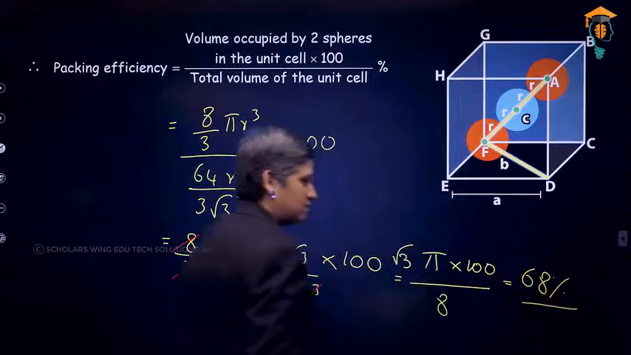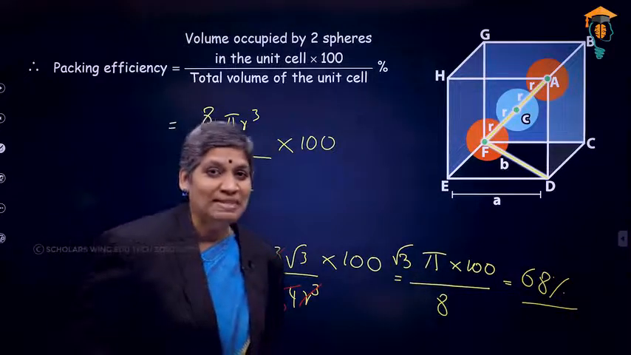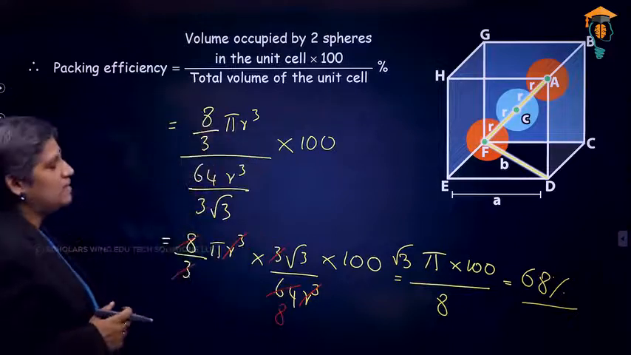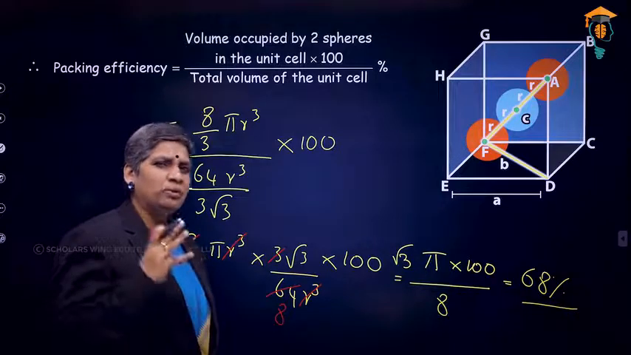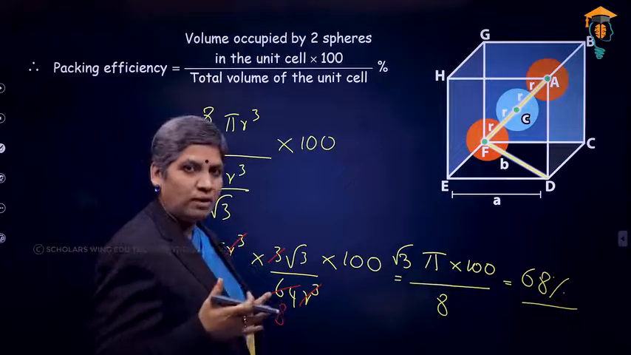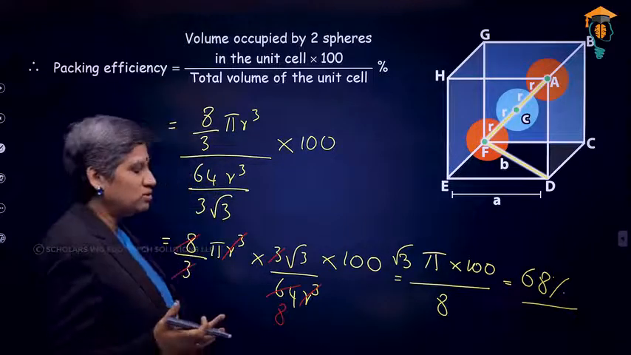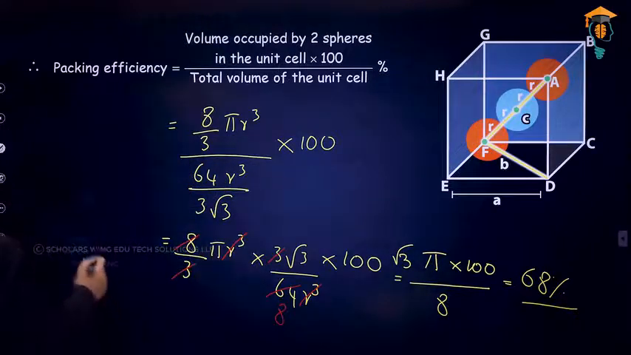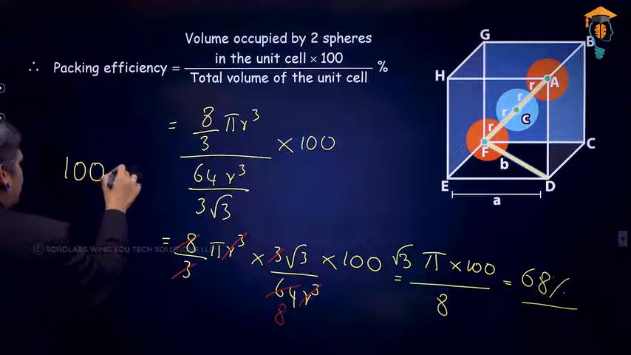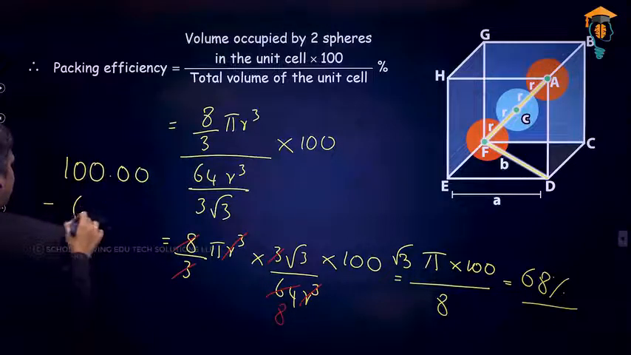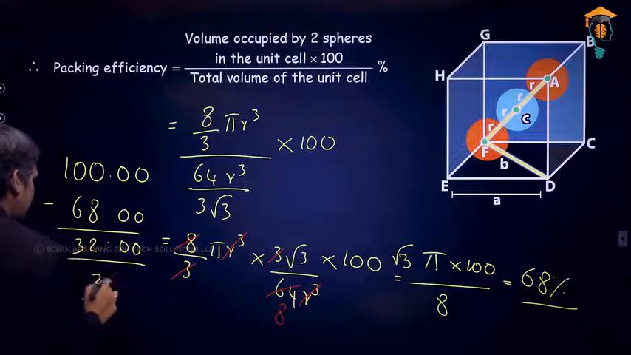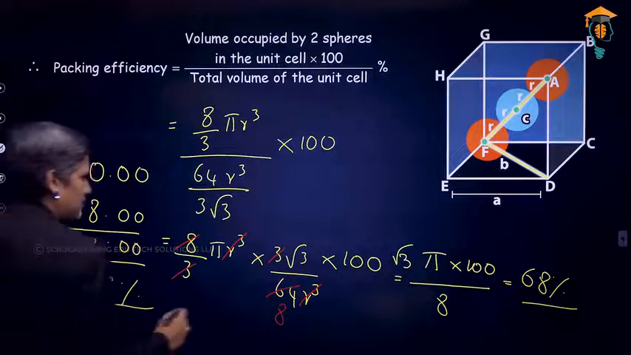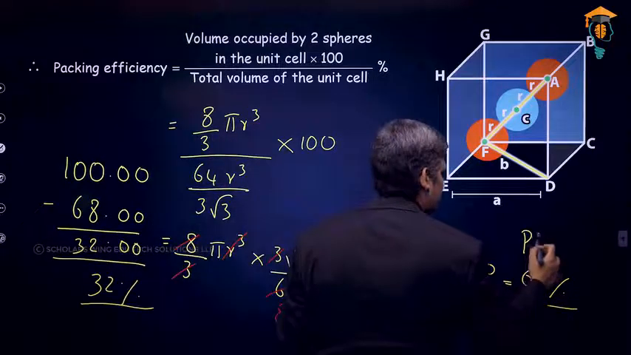What is the 68%? We have arrived finally at the packing efficiency in the case of BCC unit cell. So that means out of 100 units of the volume, 68 units of the volume are actually filled by the constituent particles or the spheres. So what is the empty space in this case? 100 minus 68, right? So that will come to 32. So 32% is the empty space, whereas 68% is the packing efficiency.